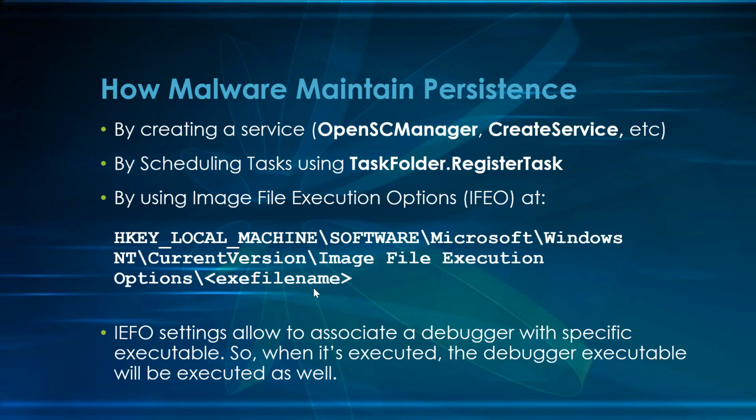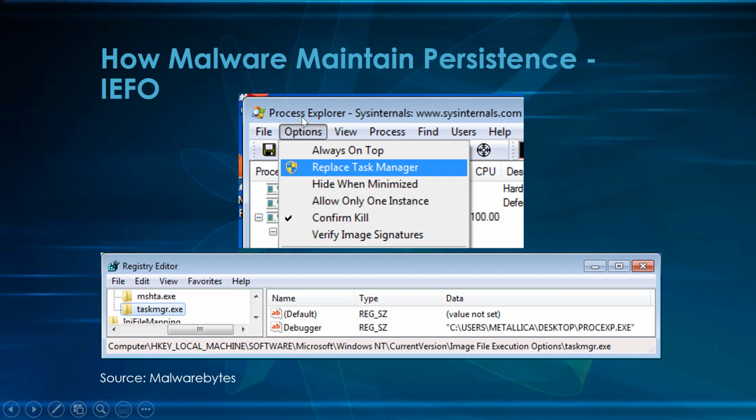So let's say this is one of the Sysinternals tools called Process Explorer, and it has the ability to replace Task Manager. So when you click on Replace Task Manager, what it does is that it goes to that exact path, the image file execution option. It goes to the Task Manager.exe inside of it, and then it associates itself to the Task Manager as a debugger. What happens is that both of them get executed at the same time. The Process Explorer closes the Task Manager and it takes over.